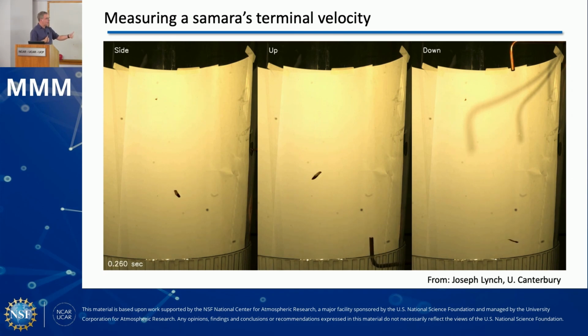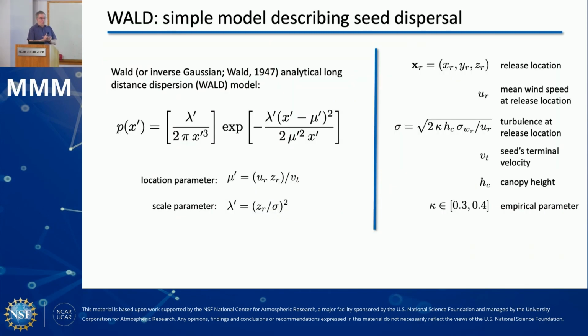So this is basically using a fan from below to try to keep them at a fixed height, so we know exactly what the terminal velocities of these seeds are. So why is this important? This is a simple model that people have been using for years now.